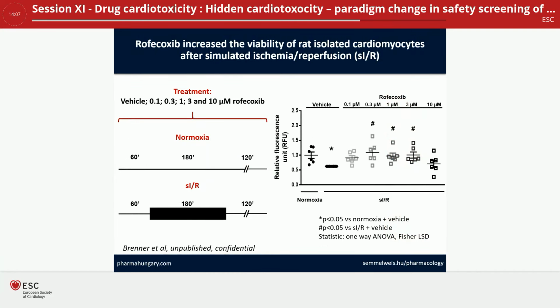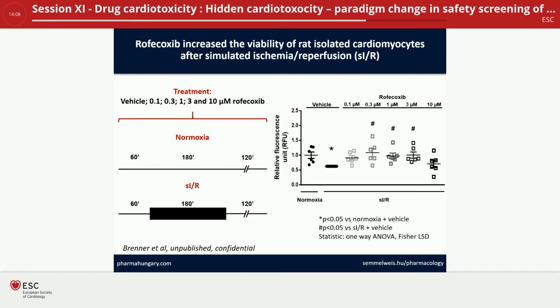So we went to cardiac myocyte experiments, and we subjected the myocytes to simulated ischemia reperfusion injury and tested different concentrations of rofecoxib. And definitely what we have seen is that rofecoxib showed a bell-shaped cardiac myocyte protective effect during ischemia reperfusion injury. So the picture is pretty complicated.